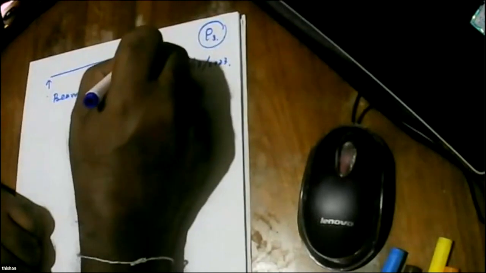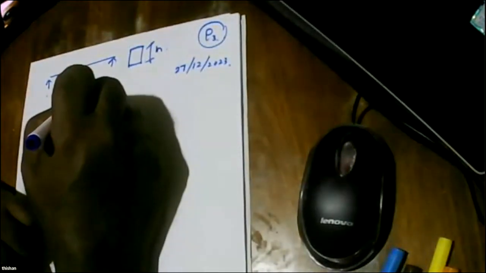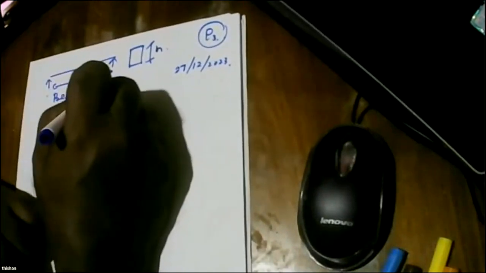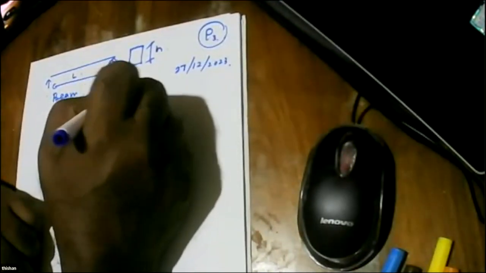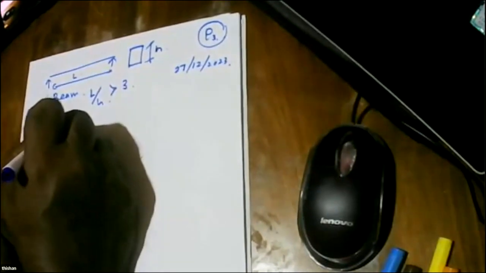Now we can say, what is a beam? What is the definition of a beam? So we have a cross section with depth H. There's a length, and the L/H ratio greater than 3, then we say it's a beam.